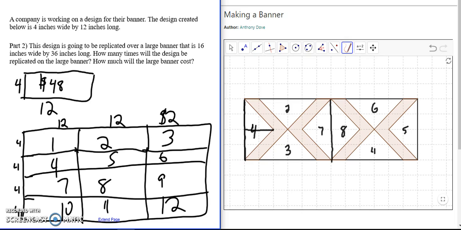So I know that if I take my cost, which was $48 for a single one, if I multiply that by 12, that will give me the new cost of my banner because it's 12 times the size of my original. So I do 48 times 12, and that will give me $576.